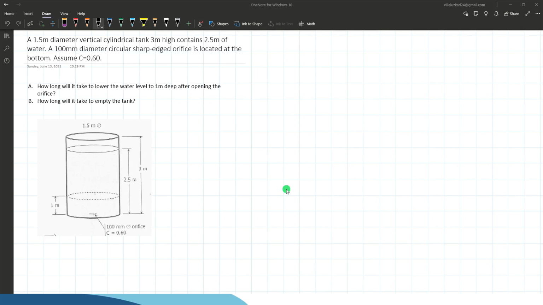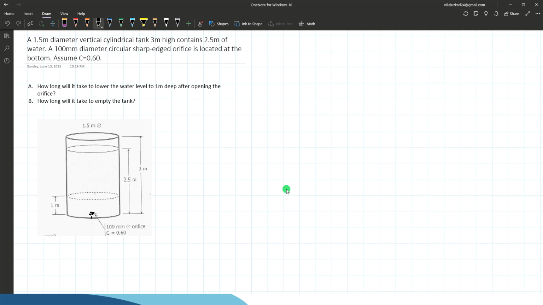Another example: a 1.5 meter diameter vertical cylindrical tank, 3 meters high, contains 2.5 meters of water. A 100 mm diameter circular sharp-edge orifice is located at the bottom with a coefficient of discharge of 0.6. How long will it take to lower the water level to 1.5 meters deep after the opening of the orifice?